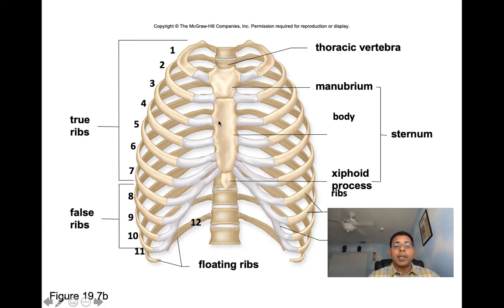And then the body we can see here is going to have pairs 3, 4, 5, 6, 7, and then the cartilage from 8, 9, and 10 is coming in there as well. And then last here we can appreciate our xiphoid process. The xiphoid process is going to serve as an attachment site for our diaphragm muscle.